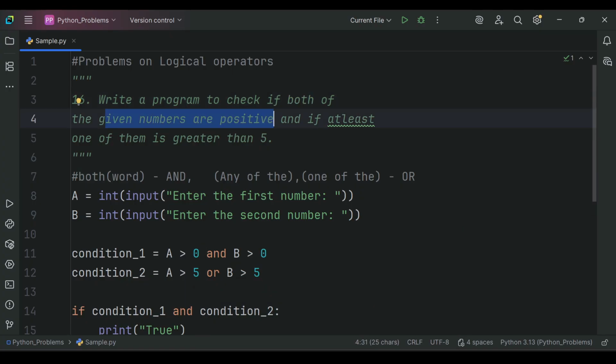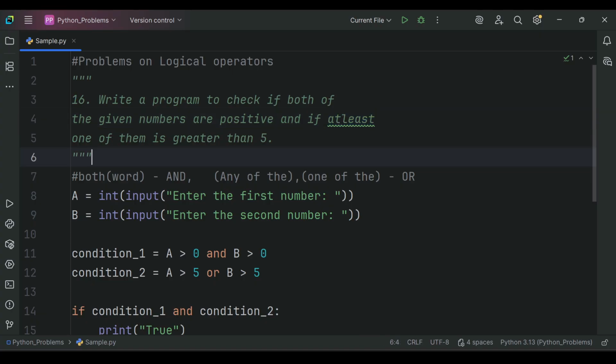Positive means both the numbers will become positive. That means a is greater than 0. A number is said to be positive when it is always greater than 0. That's why a is greater than 0 and b is greater than 0. And if at least one number, here he said at least, the at least word also indicates the OR symbol. That's why here I used the OR symbol. Of the two numbers, one number must be greater than 5. That's why a is greater than 5 or b is greater than 5.